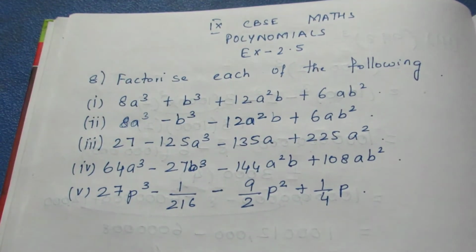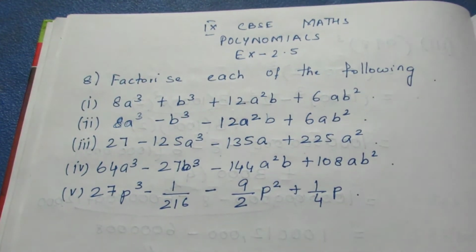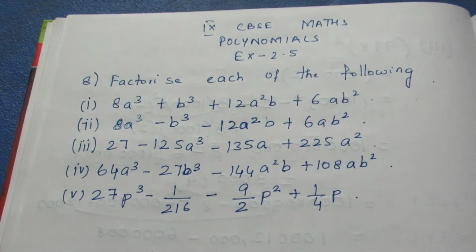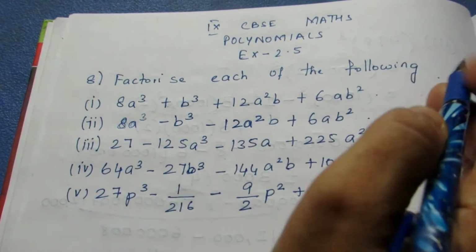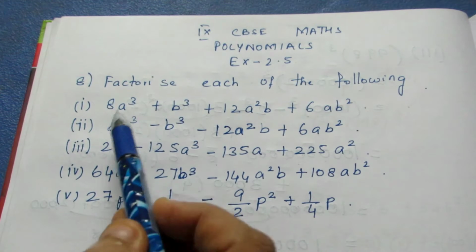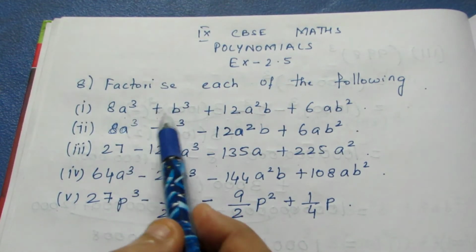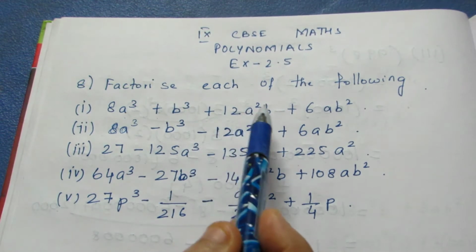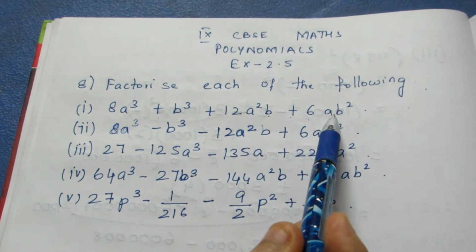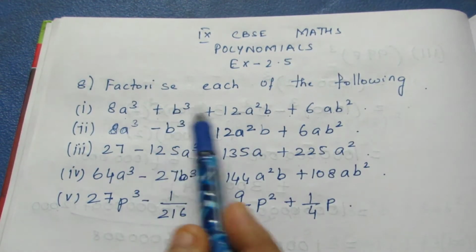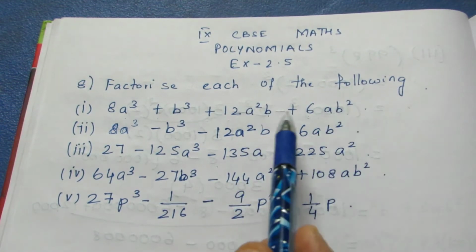Today we are going to see Class 9 CBSE Maths Polynomial Exercise 2.5 sums. Let's see the question. Factorize each of the following. In the first sum, they have given 8a cube plus b cube plus 12a square b plus 6ab square. So the first two are in cubes and we find squares here.